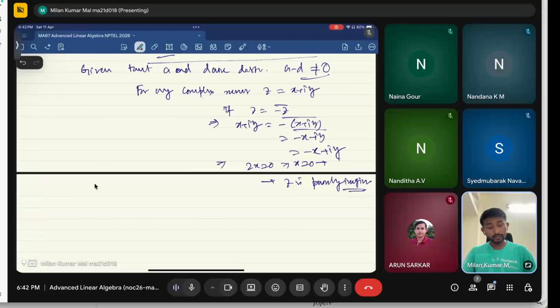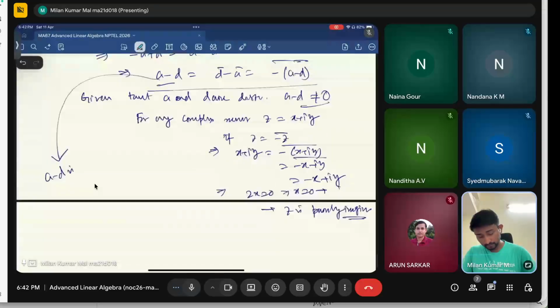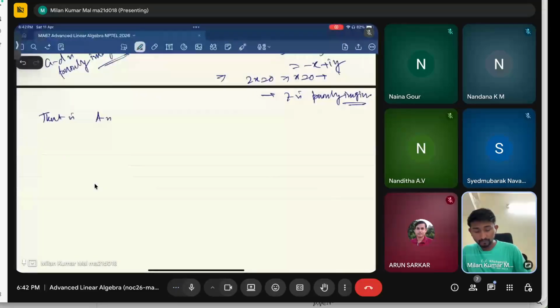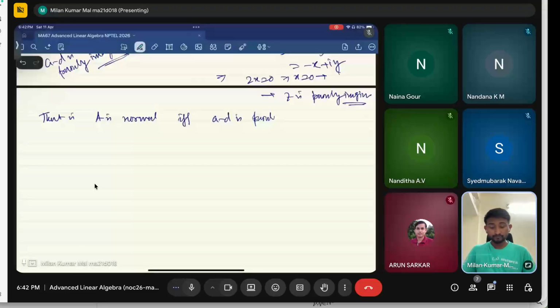Okay, so this is what it is saying, that from here you can say that a minus d is purely imaginary. Whatever I have done here is completely reversible. So that means this is if and only if. So basically, A is normal if and only if A minus D is purely imaginary. Okay. So that means A minus D is purely imaginary.